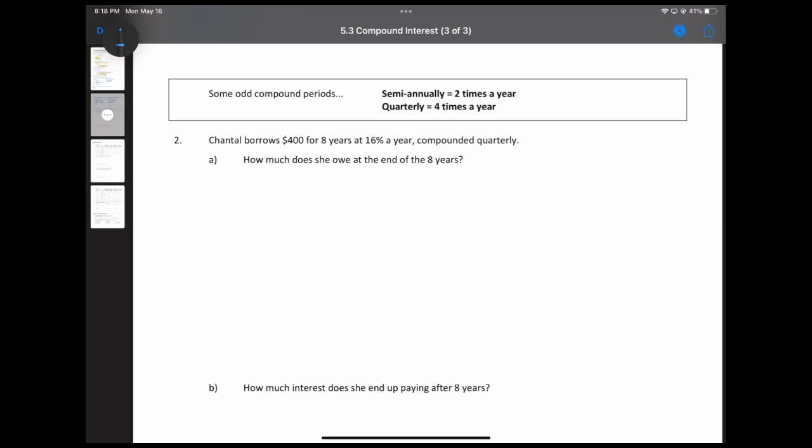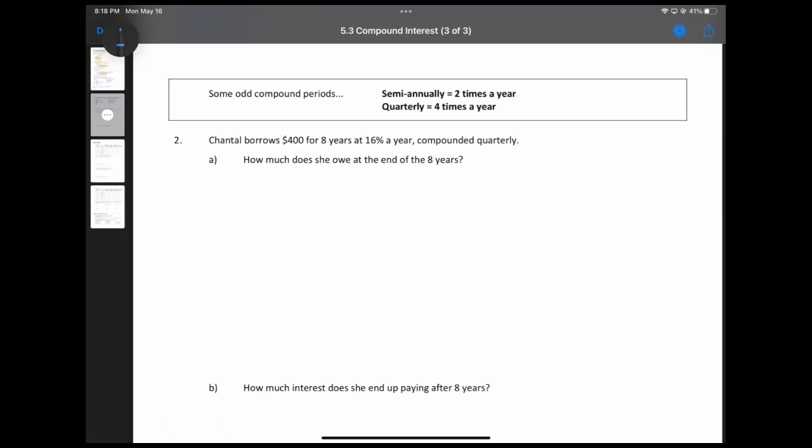Now, semi-annual just means twice a year. Semi is like half a circle, like a semicircle is half a circle. So semi-annual is half a year. And if you compound every half a year, that's twice a year. Quarterly is basically break it into 4 pieces. So there's 4 compounds per year, basically 1 per season.